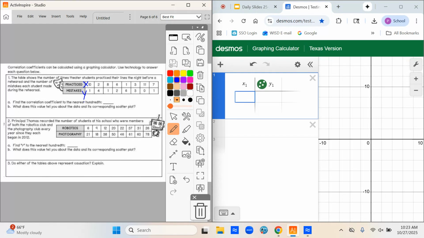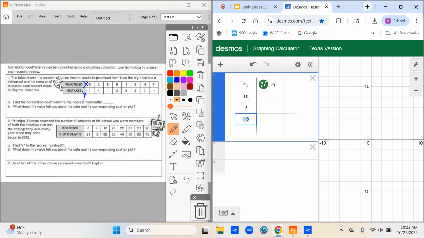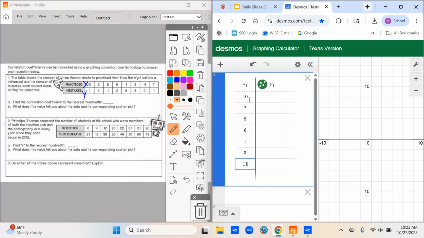So in my table, I have X1, Y1. If I were to add another table, I would have X2, Y2, but I'm only going to do one at a time. I'm going to enter all my X values. And I need to do so carefully, so I'm just going to double check. 10, 2, 8, 6, 1, 3, 11, 7. Yes. Now I'm going to go back to the top and enter all my Y values.